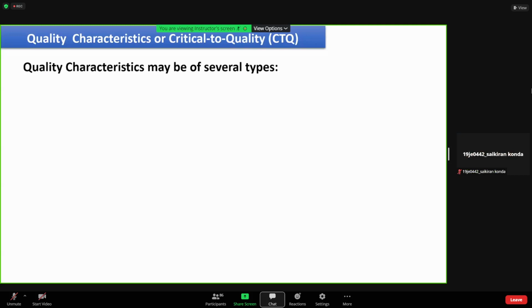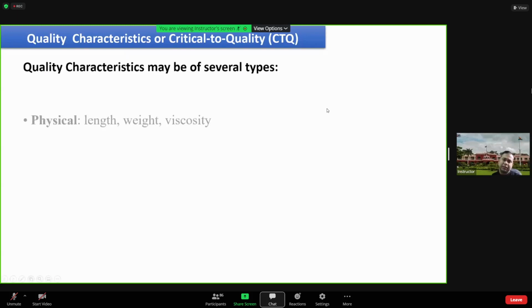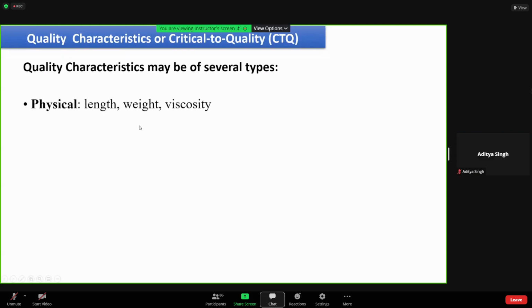and they can be of several types, as mentioned here, based on the type of product or service we are providing. It can be classified in terms of physical characteristics of quality, like length, weight, and any other physical dimension. We might be producing a certain product but not able to control the length or the weight as per the requirements or specifications. So that becomes our CTQ for taking up a quality improvement project or a Six Sigma project. So identification of the right CTQs is important here.